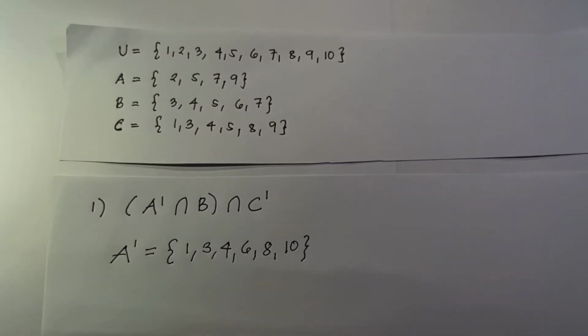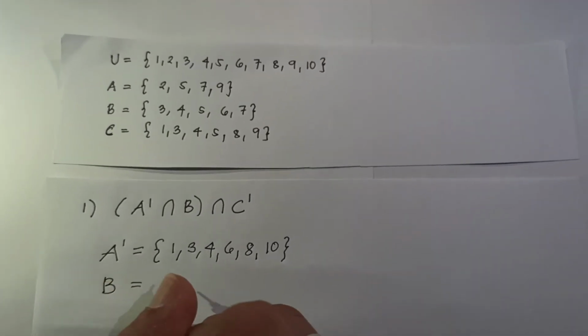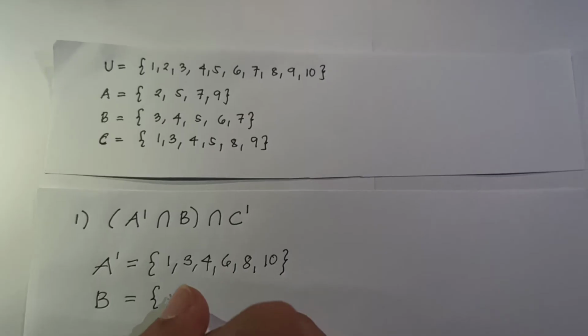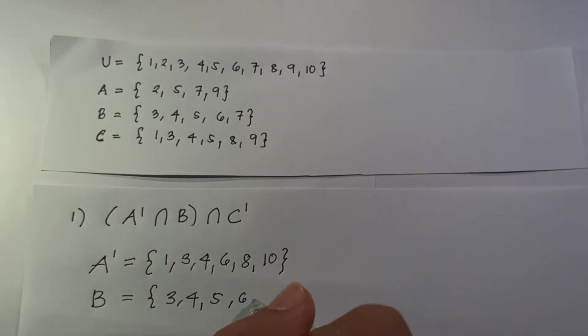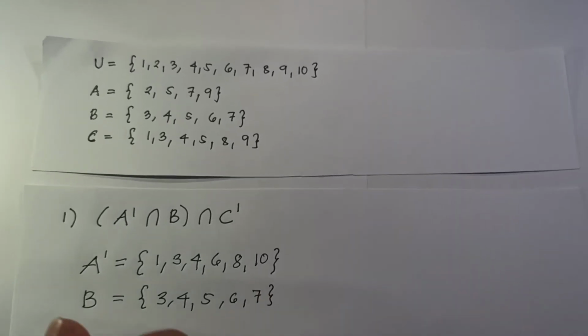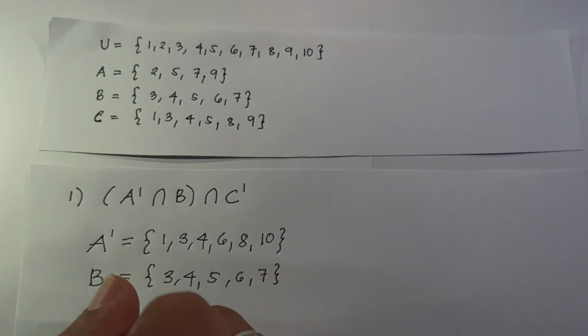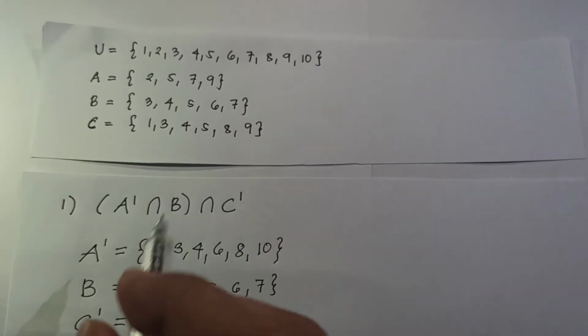Next, we're going to copy B. Just copy B for an easy way of solving: 3, 4, 5, 6, 7. Okay. So next, we have C complement. We're just going to solve every part here.